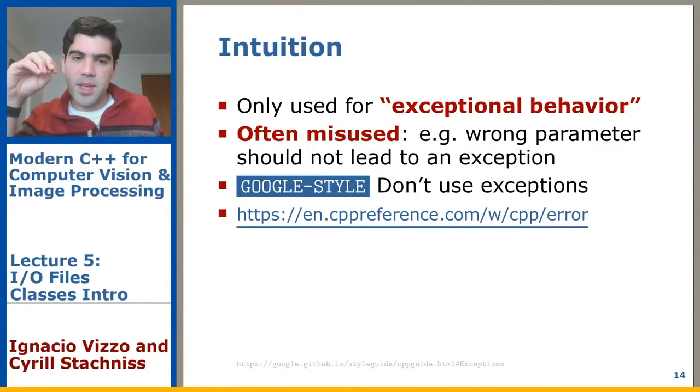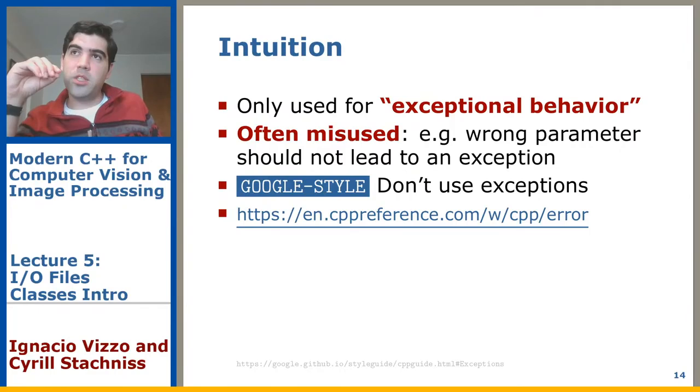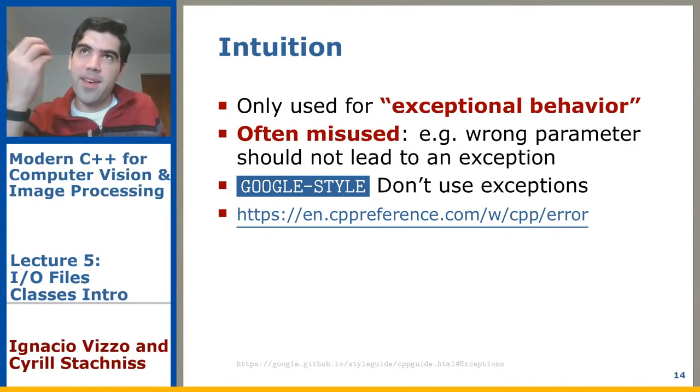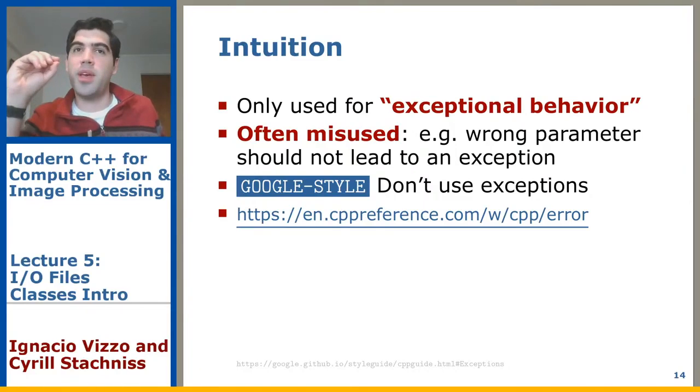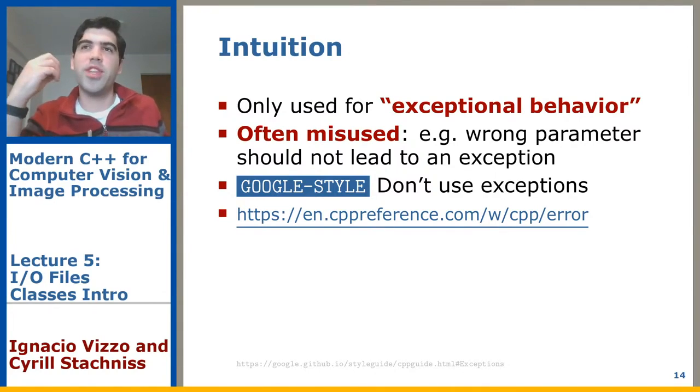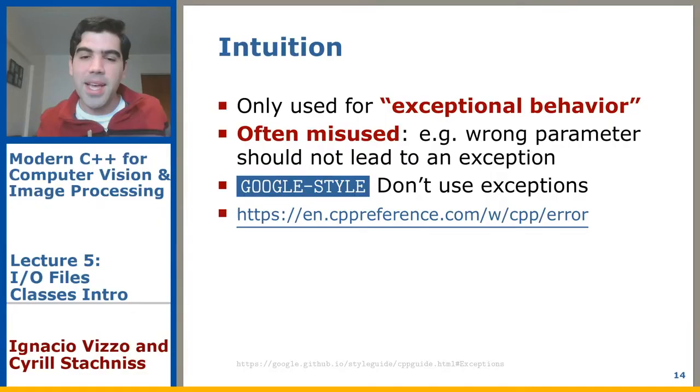But basically, it's often misused because people tend to do try-catch everywhere. And of course, this makes your code impossible to read. That's not the idea of try-catch for error handling. So only use try-catch if you really need to handle an exceptional behavior. If the input parameter is not correct, then you can print an error message or whatever. That's not exceptional. It's something that might happen.